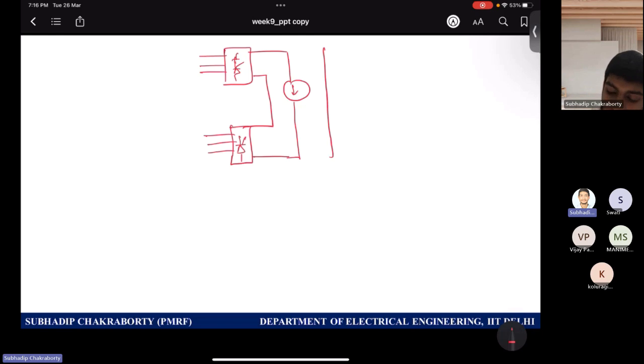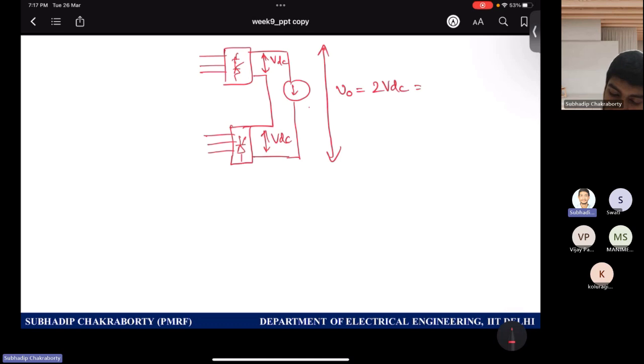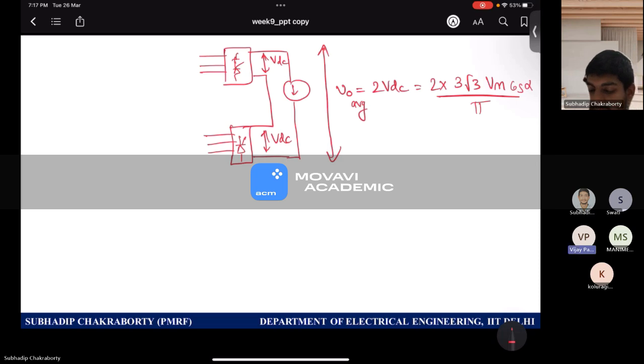So this power balance will go from the supply to the load. This is VDC, this is VDC, so this is 2 times VDC. This is V out. And VDC is 3√3 Vm by pi cos alpha. I want to find the average V not. Agreed or not?